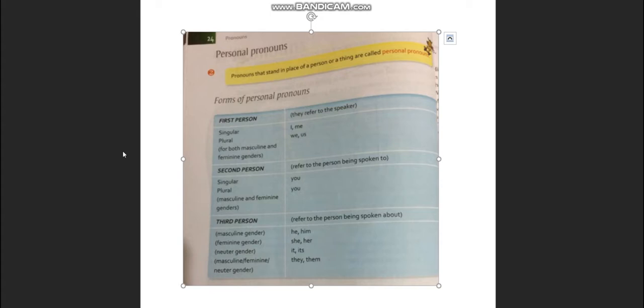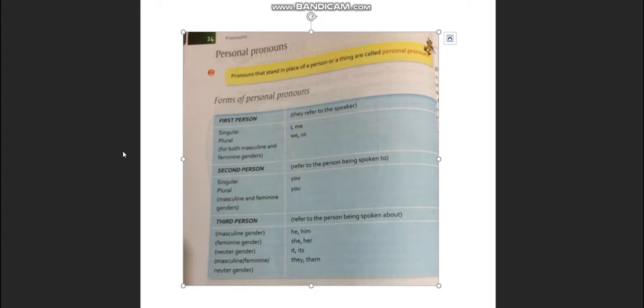Here, I, me, we, and us are used for both genders, for females and for males, that is, masculine and feminine. I repeat, students, I, me, we, us can be used for both feminine and masculine. Is it clear? The first person is the speaker himself or herself.